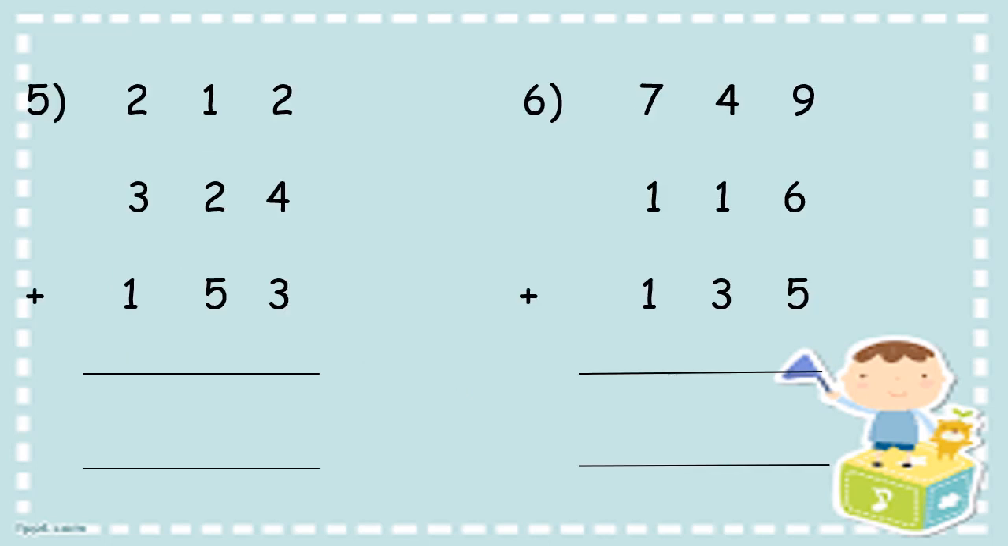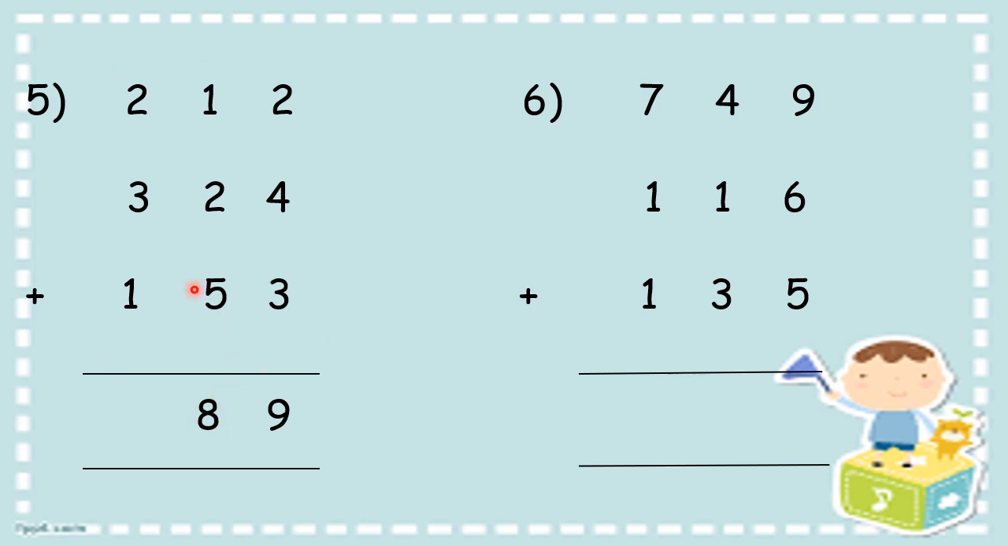Now find the sum of three digit numbers. First one is 212 plus 324 plus 153. So first what we have to do? We have to add the ones place value. So 2 plus 4 plus 3 is equal to 9. So 9 we have to write here. Then we have to add the hundreds place value. It is 1 plus 2 plus 5 equal to 8.